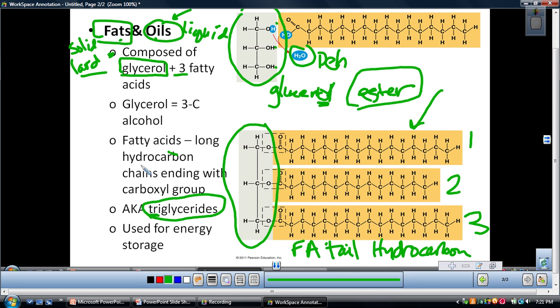Okay, looking down in this section, just touching base on the fatty acid. It is a long hydrocarbon tail, but I want you to notice that there is a functional group right here that we talked about before. It's the C double bonded to the O, and there is an OH. The reason you don't see the OH here is because we've already undergone dehydration synthesis.